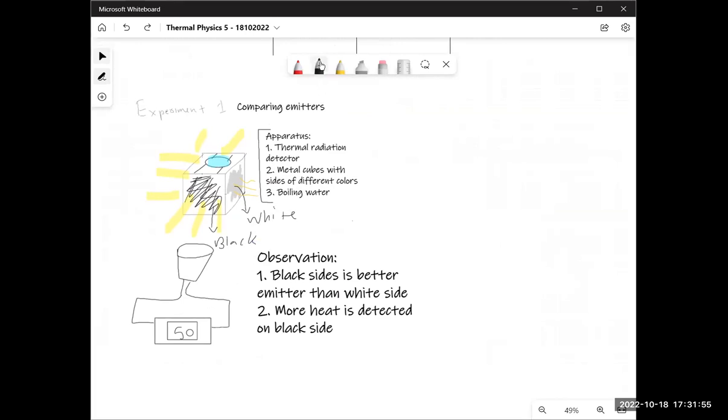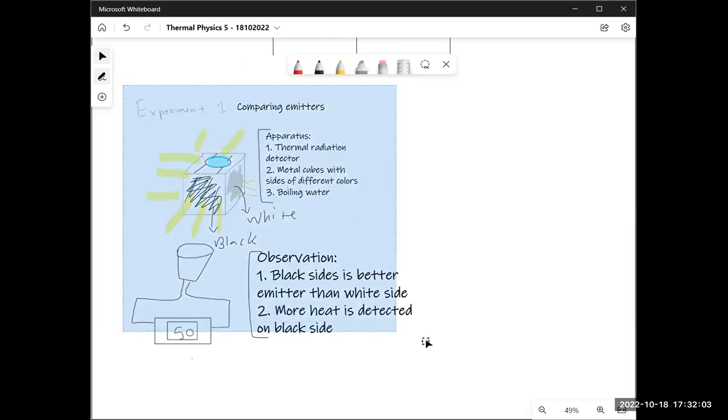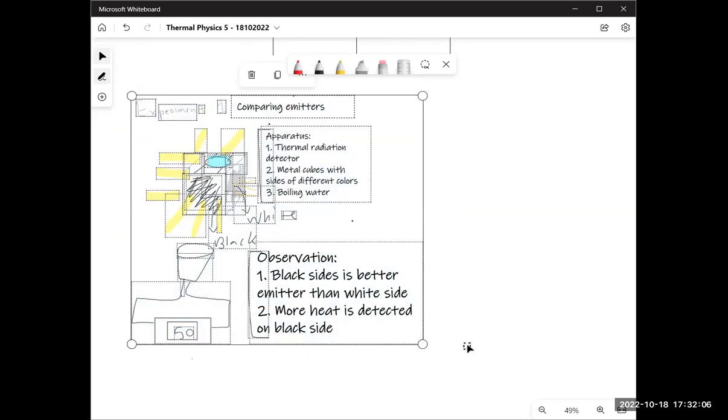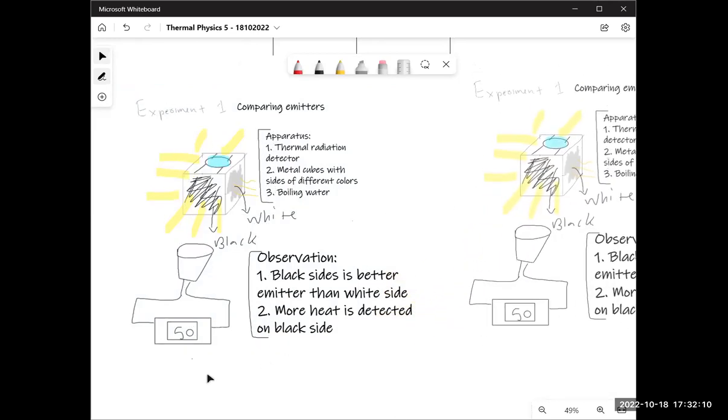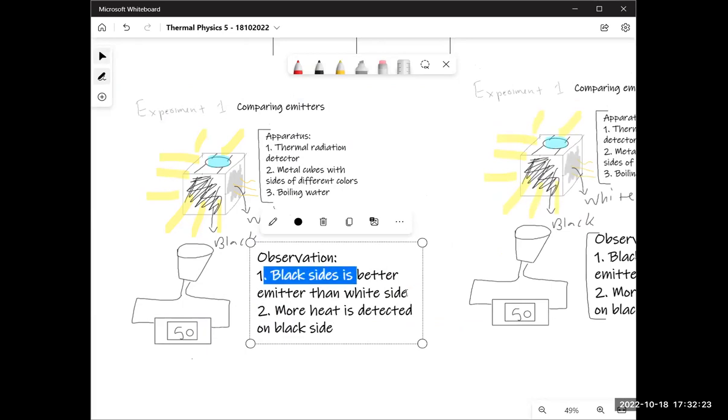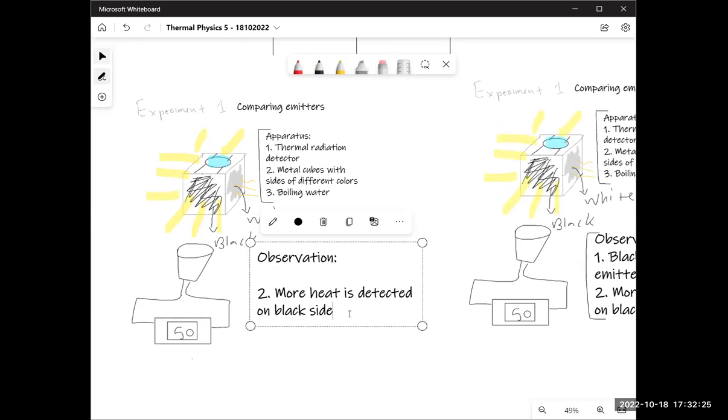Diana, read the observation. Observation: black side is a better emitter than white side. More heat is detected on the black side. So what we realize is, since more heat is detected on the black side, that is why it is a better emitter. Let's make this point actually the second point.